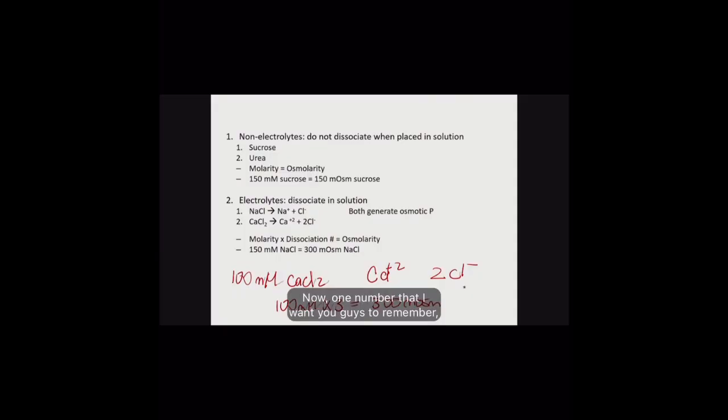Now, one number that I want you guys to remember, and I'm going to erase this really quickly, is 300 milliosmolar. So the osmolarity of most body fluids is going to be 300 milliosmolar. So for example, the osmolarity of plasma, which is the fluid part of your blood, is 300 milliosmolar. Okay? Most cells are going to be 300 milliosmolar, the intracellular fluid. Okay? So there are exceptions, and you'll see that in the kidney, but for the most part, body fluids are going to be 300 milliosmolar. So these numbers you do need to know.